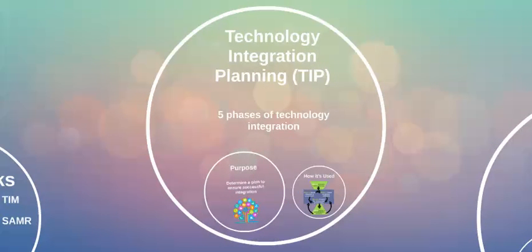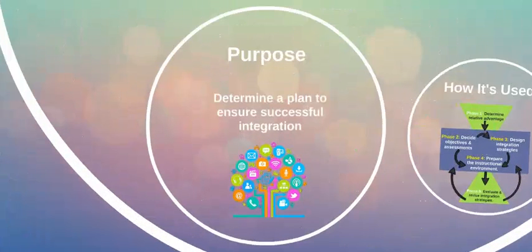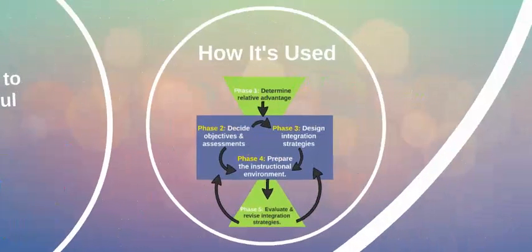The first framework is the Technology Integration Planning Model, also known as TIP. This model consists of 5 phases. I'll discuss those phases in just a moment when we talk about how it's used. The purpose of the TIP model is to ensure successful technology integration. Here's how it's used.